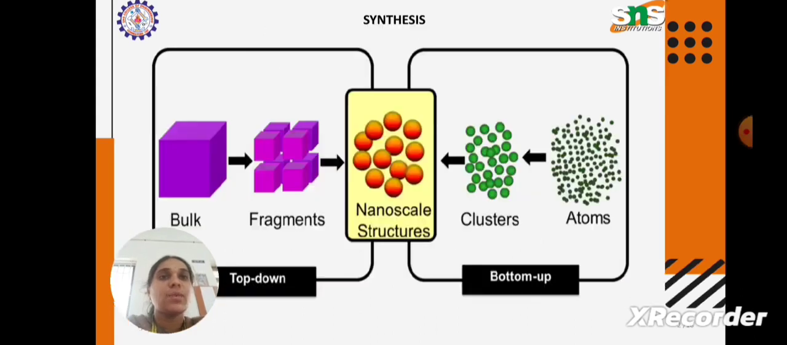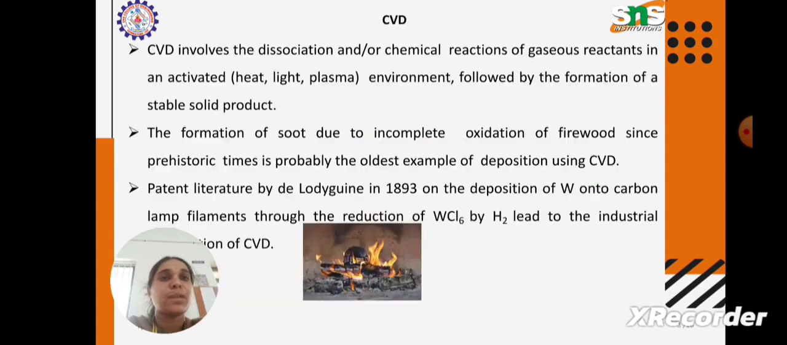We already saw in the previous video about the top-down approach and bottom-up approach for nanomaterial synthesis. We directly move on to one of the methods, CVD, for preparing nanomaterials. CVD is nothing but chemical vapor deposition. CVD involves dissociation or chemical reactions of gaseous reactants in an activated environment. The activated environment is like heat, light, plasma, etc., followed by the formation of a stable solid product.